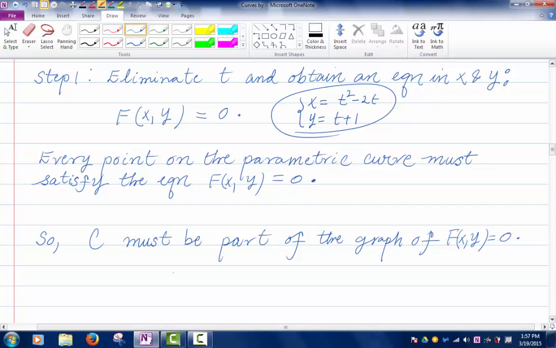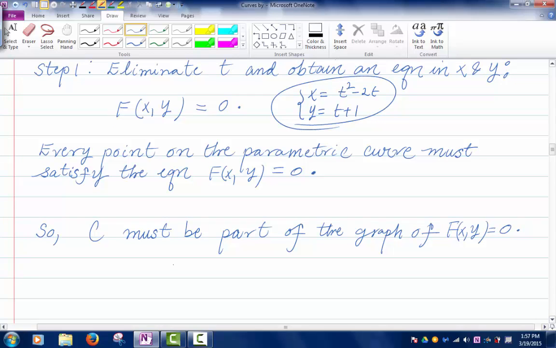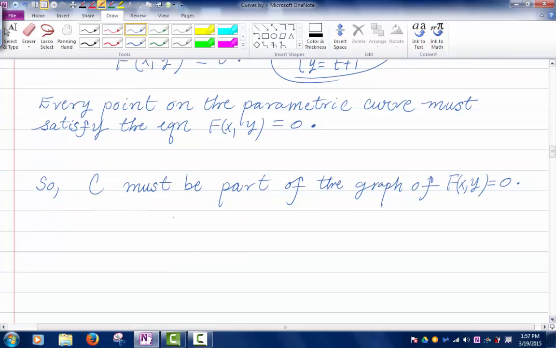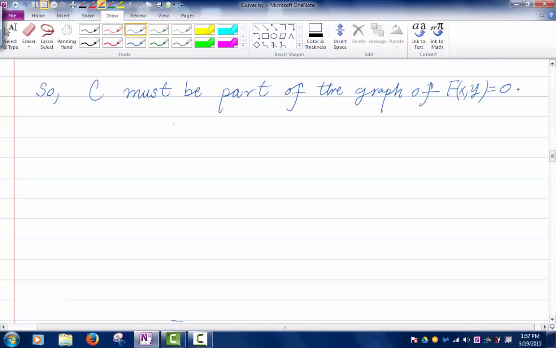Okay, so once I get the equation, then I know that the curve C must be a part of the graph of the equation. And well, let's do that for our example. In our example, what is x? In our example, x is t squared minus 2t, and y is t plus 1.